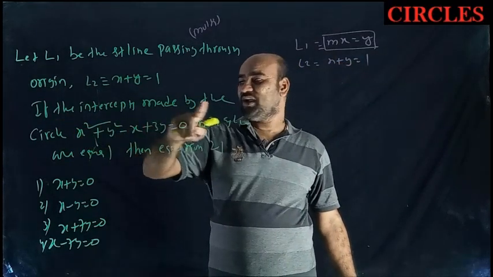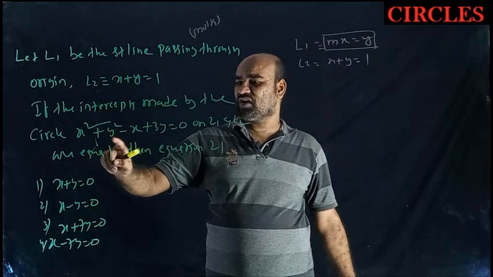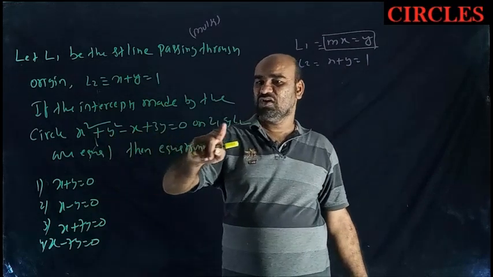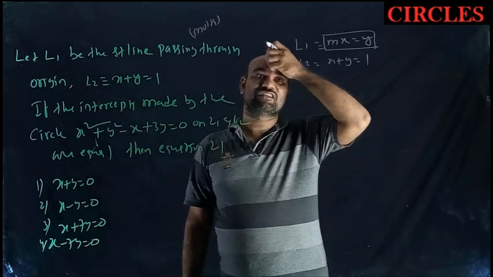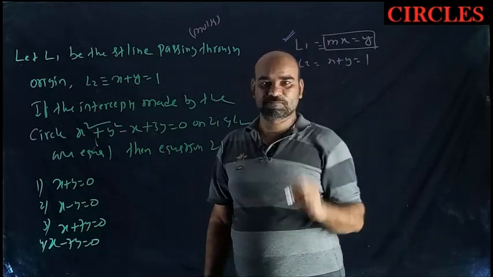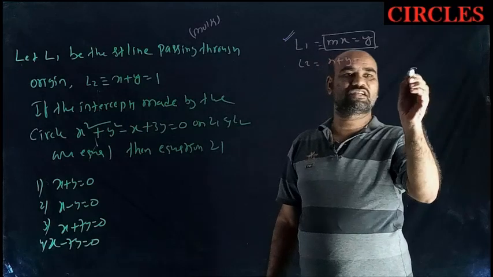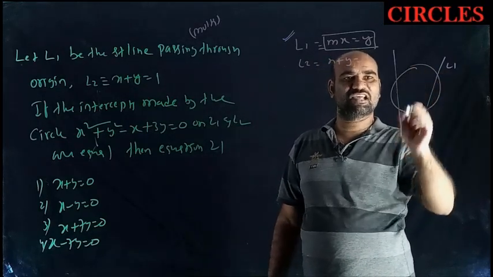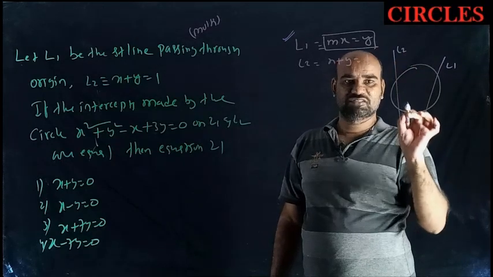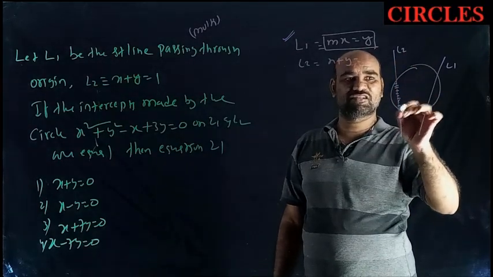The intercepts made by the circle x square plus y square minus x plus 3y equal to 0 on L1 and L2 are equal. Then we want to find the equation of L1, which means we need to find the m value. Interesting, no? Circle, this is one line, say L1, this is another line L2. Rough sketch. Given that these intercepts are equal.